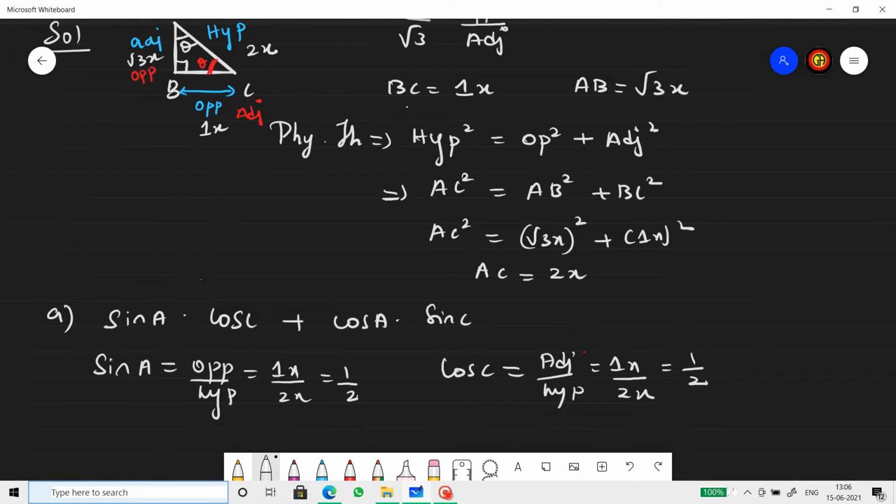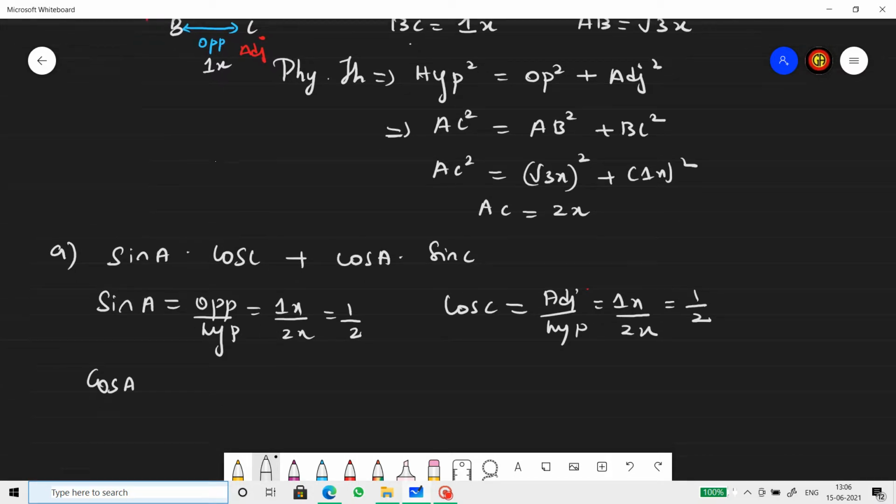Now cos A. Cos A is equal to root 3x by 2x. So that's root 3 by 2. And what is next? Cos C is over, then what? Sin C, correct? So sin C is root 3x by 2x again, which is also root 3 by 2.